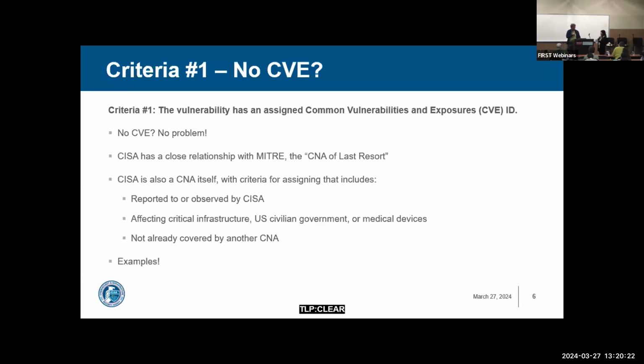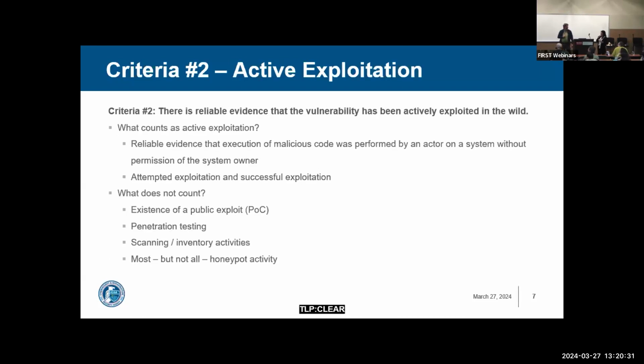All right. Let's go to the big one that everyone wants to talk about. Are you ready? Are you ready, Liz? No. Okay. Just do it in Spanish. It'll be fine. Okay. So exploitation in the wild or active exploitation. Can I do it in Spanish? No. En español. Sí, sí.